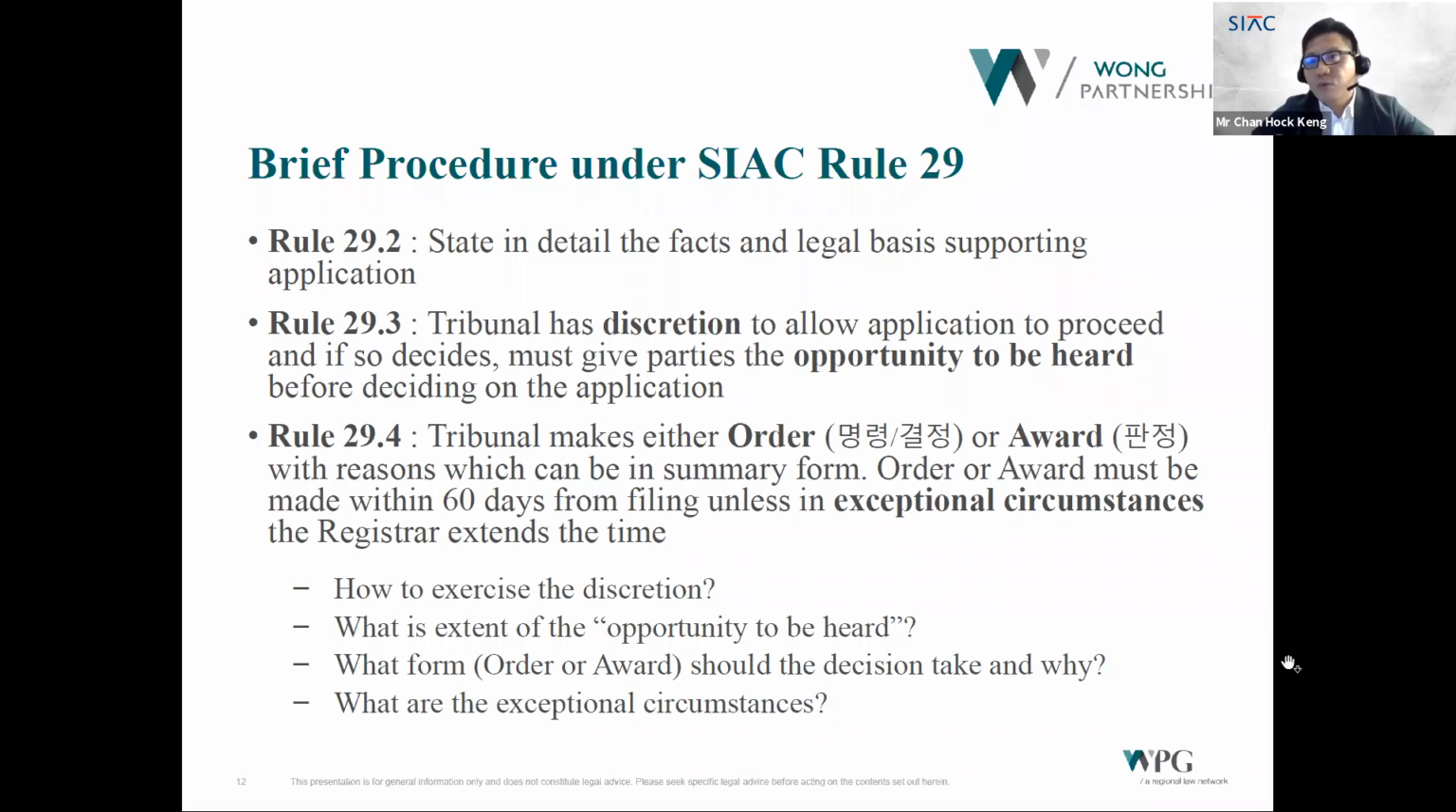And I suppose, Kevin, the award will be subject to scrutiny by the SIAC, correct? Yeah, exactly right. And that's where the 60-day limit and whether or not this needs to be extended comes in. You also have to build in the time for SIAC scrutiny.